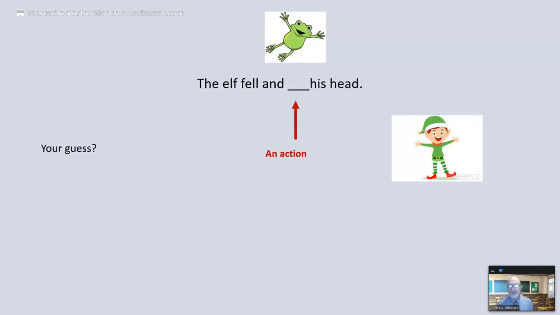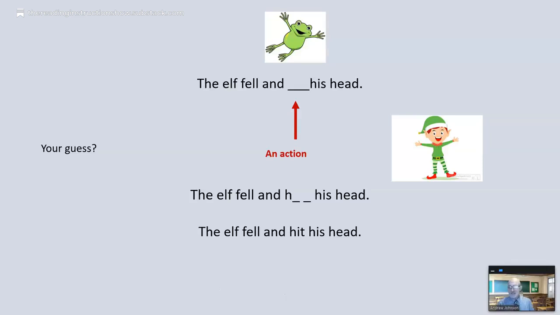And we use what's called a cloze. The elf fell and blanked his head. Well, it's an action. What do you think, boys and girls? What's your guess? And we write down a couple ideas. All right, we've got another clue. What do you think the guess is? Write down another. We do these cloze and maze activities. Takes 2 to 6 minutes, but we're developing their ability to use semantic clues or context to recognize words during reading.